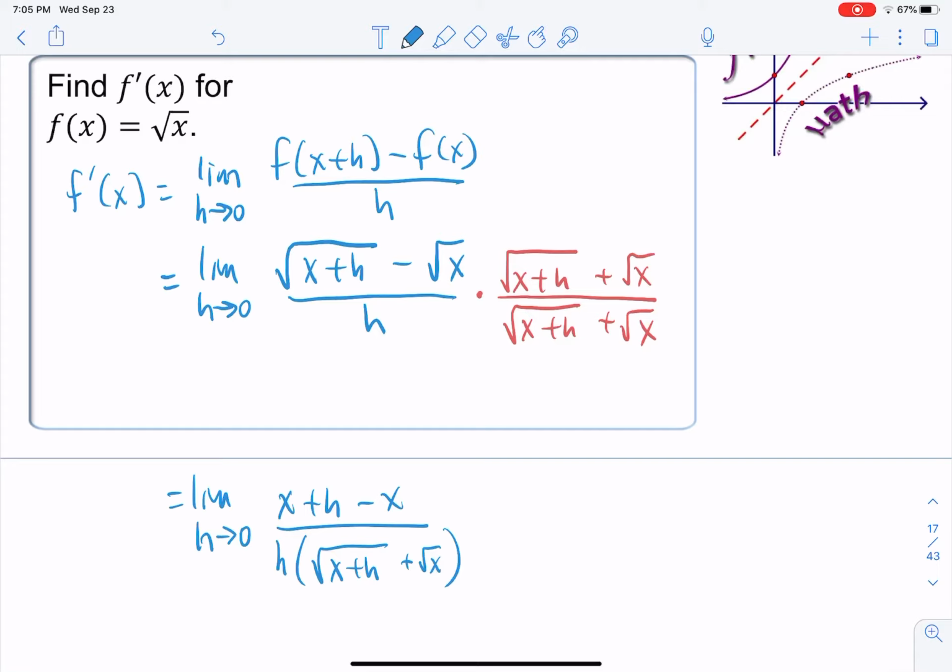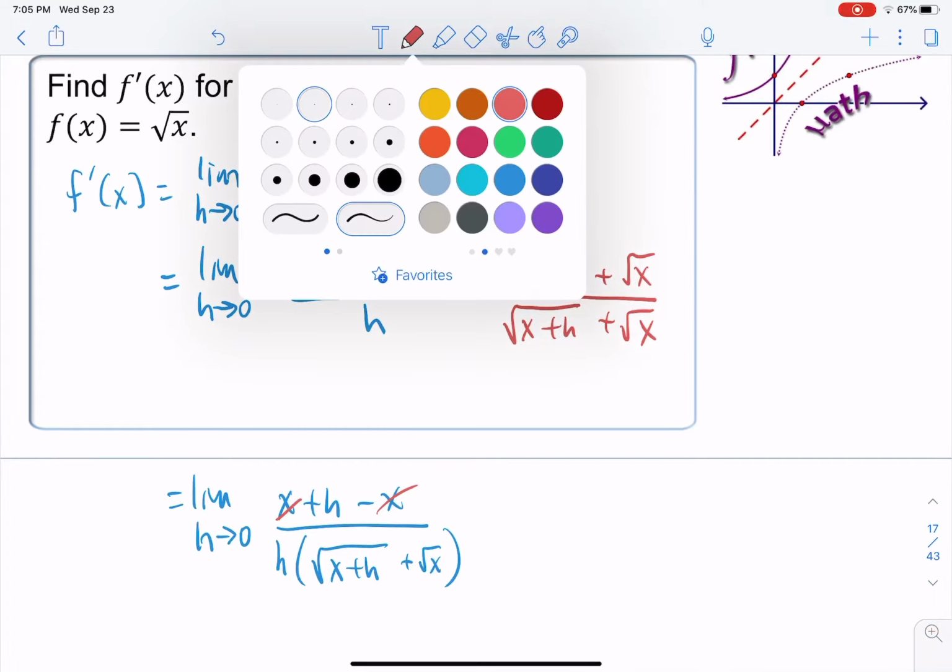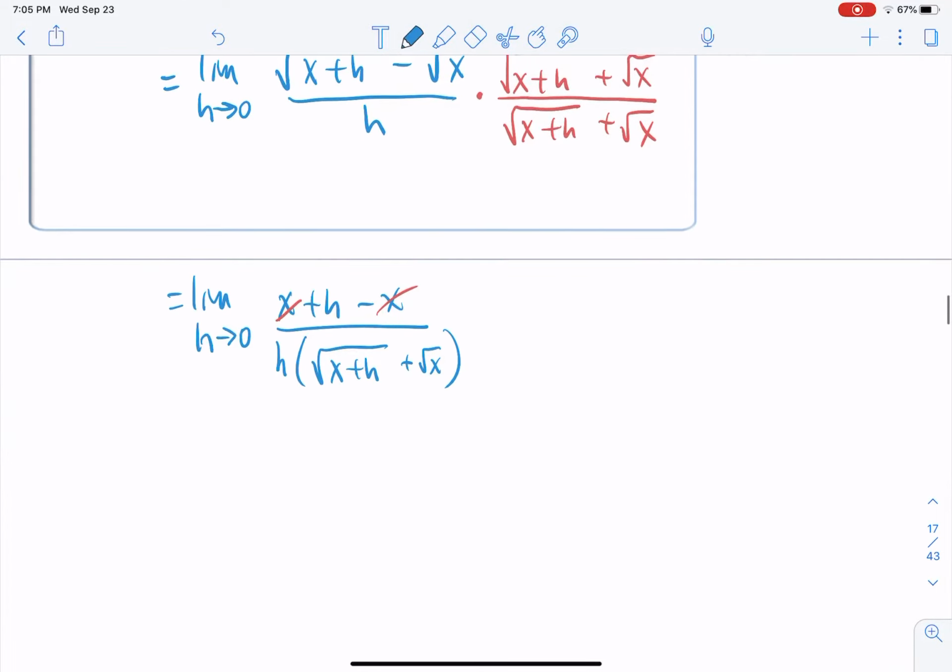Okay, and then I think it's time for cancellation crayon because those things disappear. If you want to, you can go ahead and cancel out the h's. I'm going to do that in the next step anyway. I got an h left on the top, and I got an h factored out of the bottom.